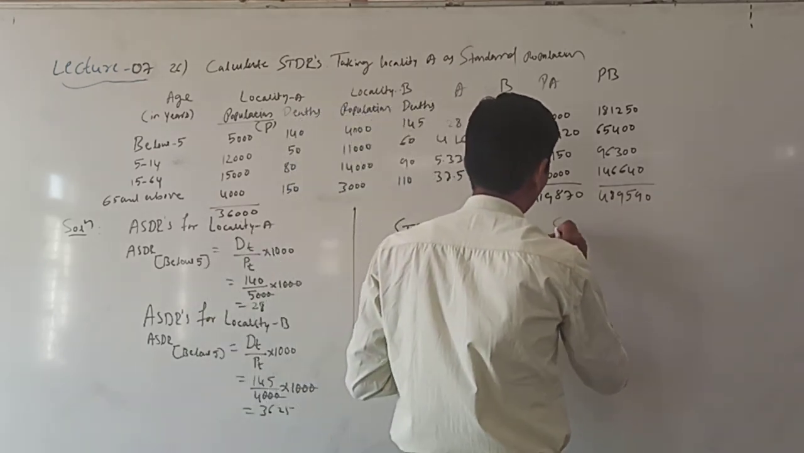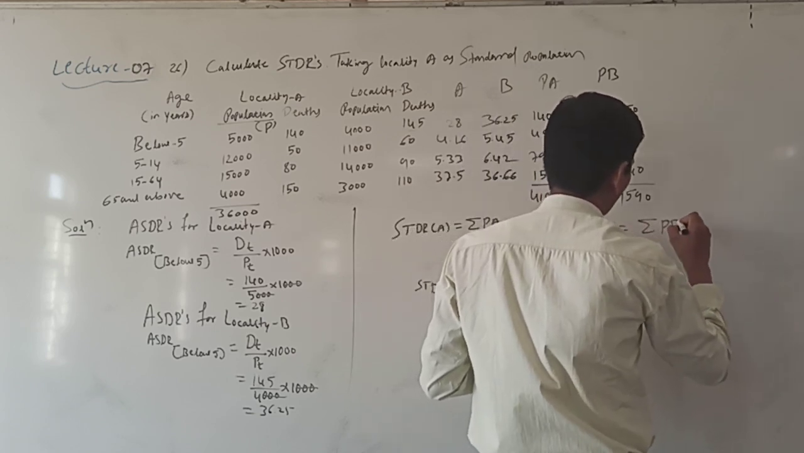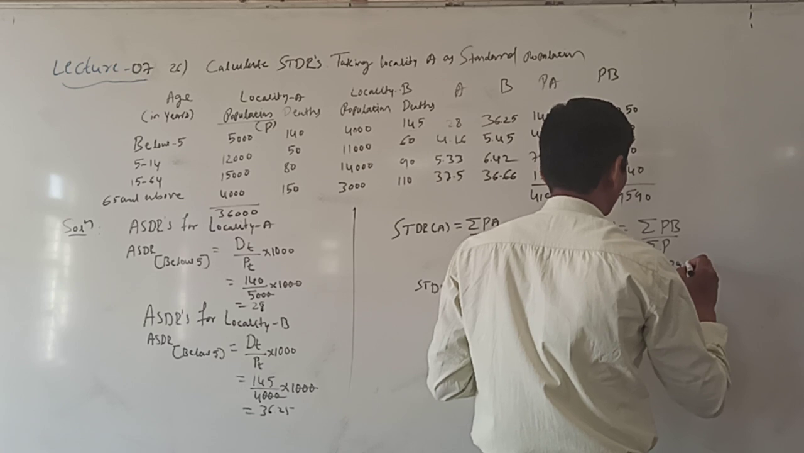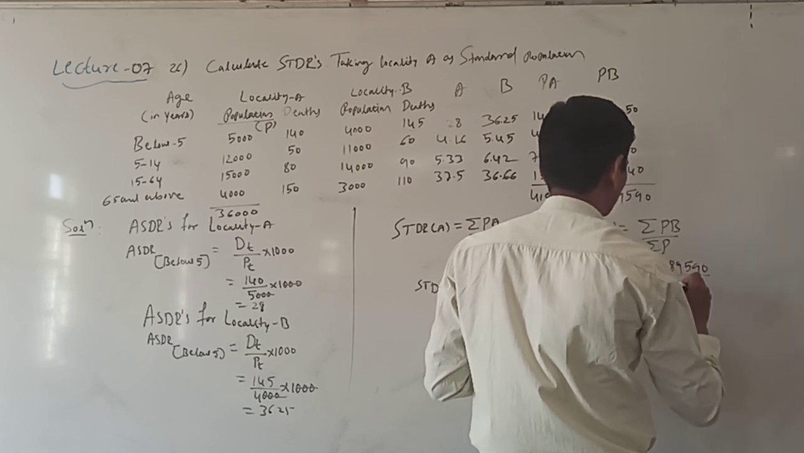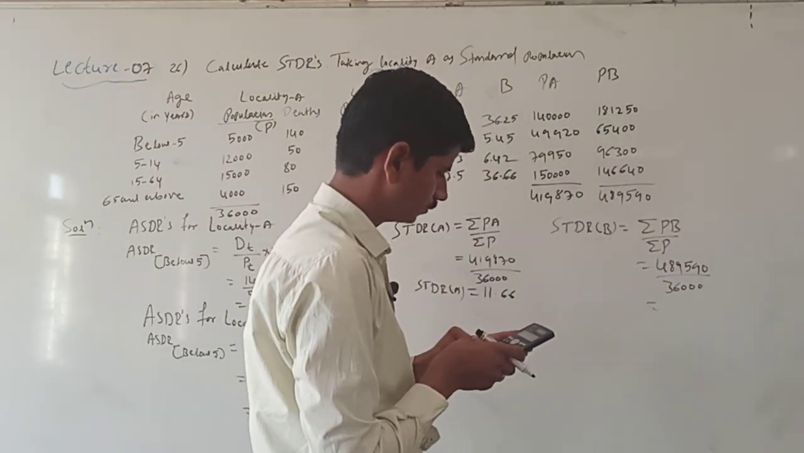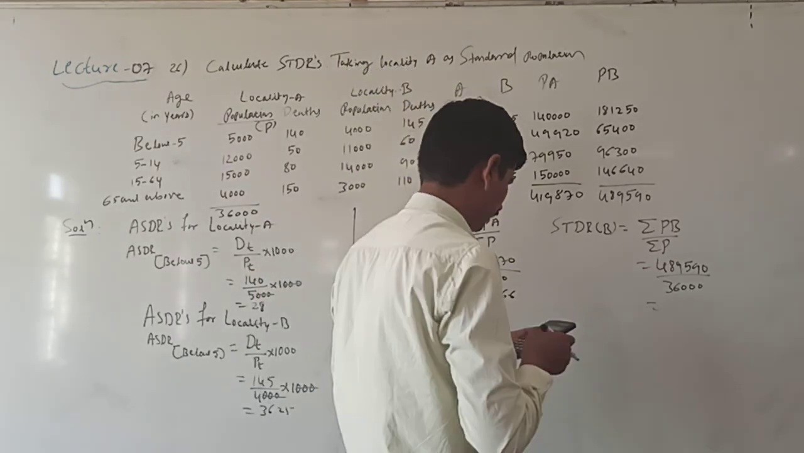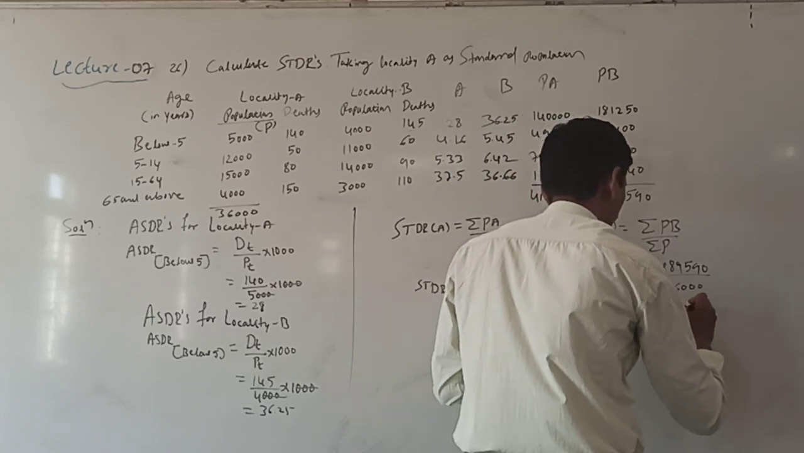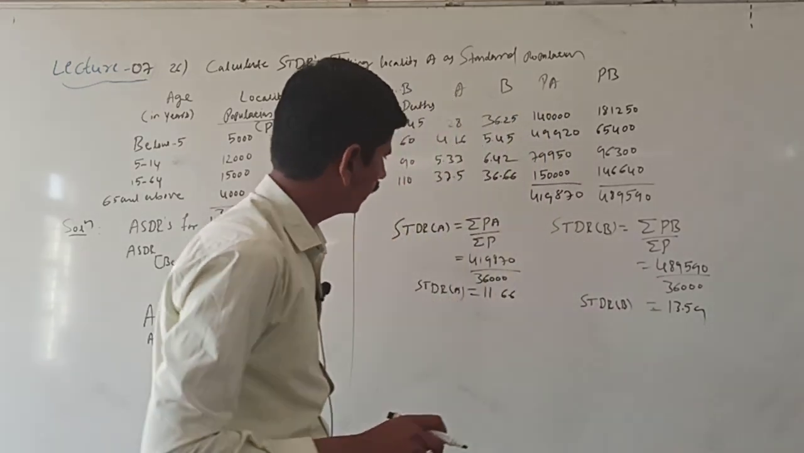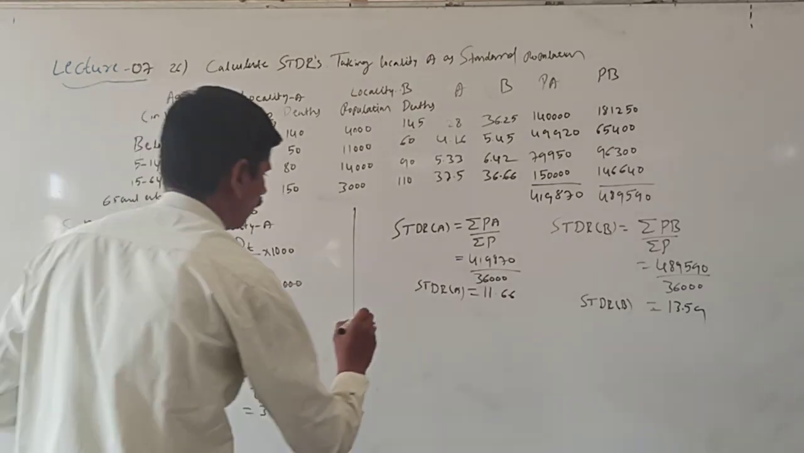Next, you have to find STDR for B. Sum of PB by sum of P. Sum of PB is 4,89,590 divided by 36,000, sum of standard population. Then we'll get 13.59. It is STDR for B. Okay, it is the one method. Another method is there.